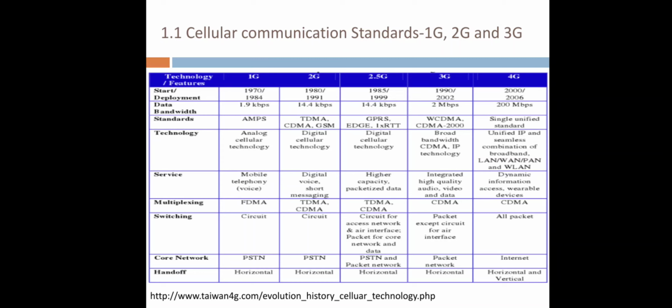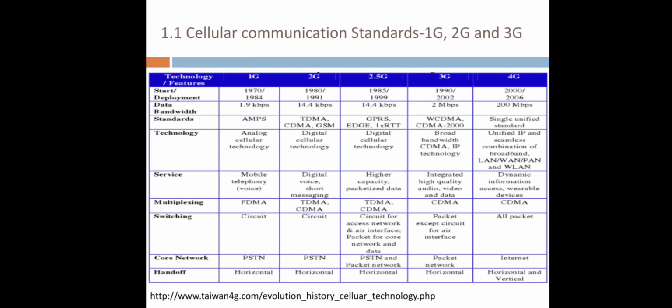The data bandwidth in 1G is 1.9 kbps, in 2G 14.4 kbps, 2.5G is also 14.4 kbps, 3G is 2 Mbps, and in 4G 200 Mbps. The standards: in 1G it is AMPS, in 2G TDMA (time division multiplexing), CDMA (code division multiplexing), and GSM. 2.5G is GPRS, then 1xRTT, and 3G is WCDMA and CDMA2000. In 4G, a single unified standard.